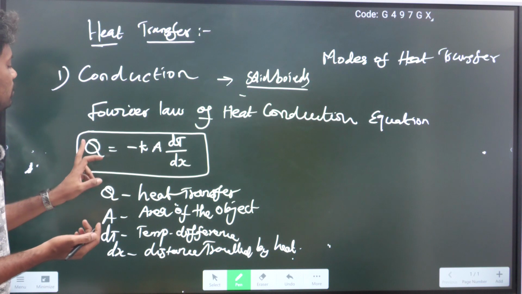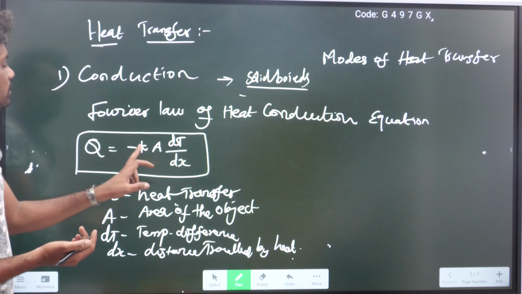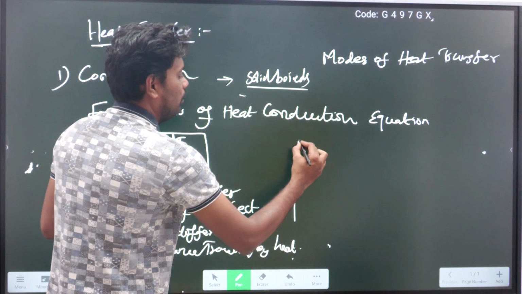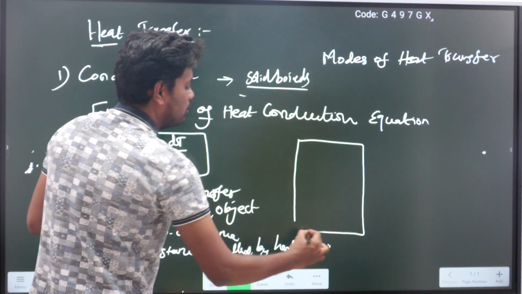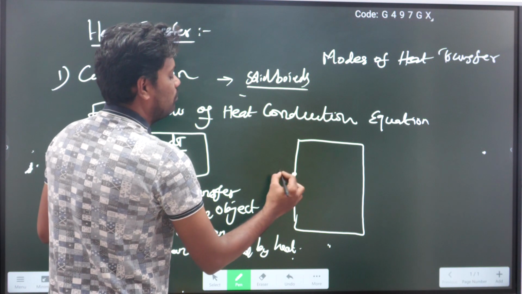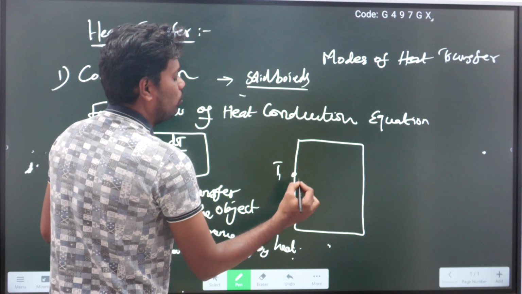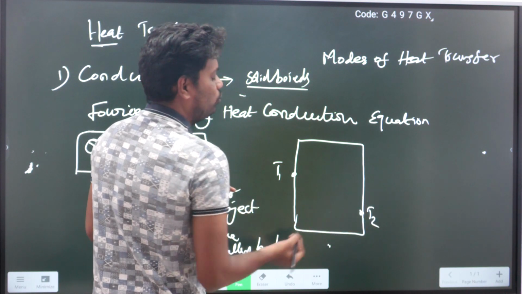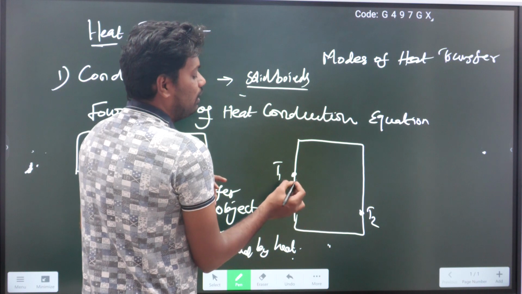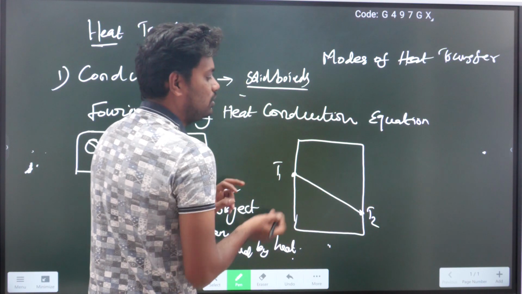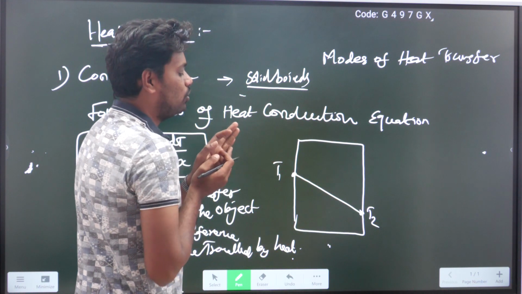In this equation, Q is equal to minus K A dT by dx. For example, if we take any plane body like this, this is one wall, this surface of the wall is at the temperature T1 and this end surface of the wall is at the temperature T2. Heat will always travel from high temperature to low temperature. This is a kind of linear transfer of heat.